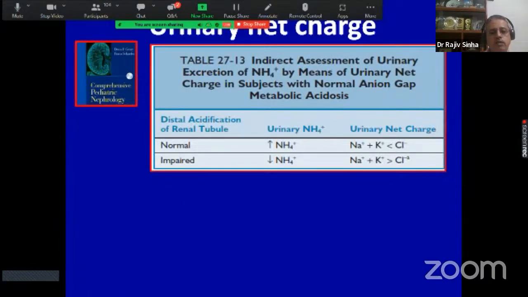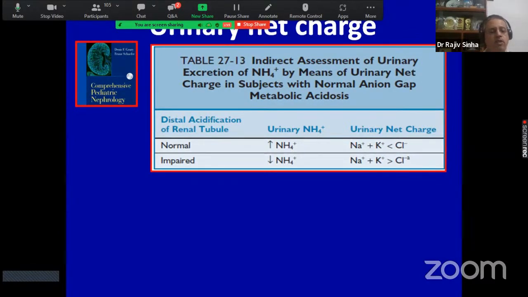So that was mentioned. I did discuss the urine anion and the serum anion gap. Now, about the urine anion gap, I should not be calling it a urine anion gap; the better term is urine net charge. If it is positive, so if sodium plus potassium is greater than chloride in the presence of acidosis, it means that your kidney is not doing its work. The distal acidification is impaired.